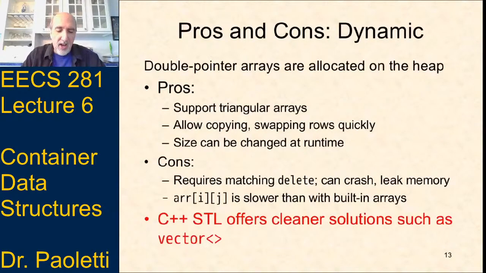Now with the dynamic arrays, the upside is, one, it supports triangular arrays. If you've had linear algebra, you know what that means. If you haven't had linear algebra, all it means is that every row could be different sizes. So if you've had linear algebra, you might know why it would be useful to have rows that are different sizes. The other nice thing is it allows us to swap rows around quickly.